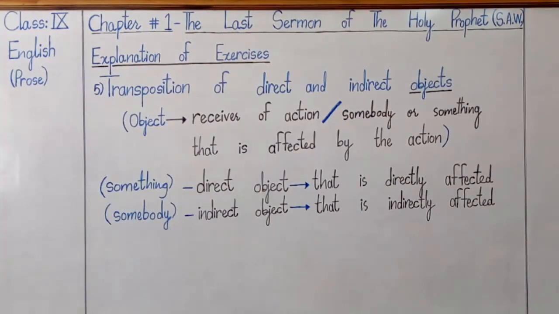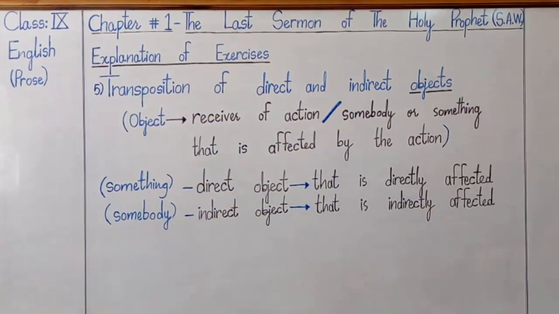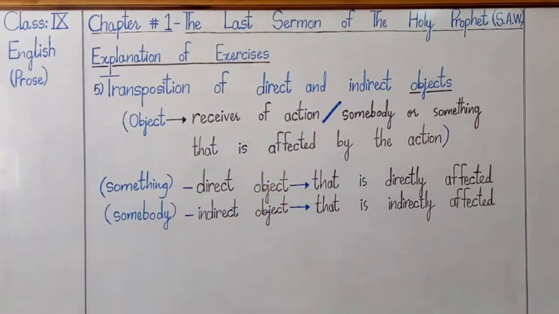The last question in study of structures is transposition of direct and indirect objects. Transposition means replacement or exchange. So here in this exercise, we will learn that we can change the positions of direct object and indirect object with each other. But before that, let me recap what object is. If you remember, I told you object means receiver of action, or somebody or something that is affected by the action. That is called object. So when we talk about direct objects or indirect objects, what do we mean by them? Here I have written the explanation of these two. Direct object means that which is directly affected, and indirect object means that which is indirectly affected.